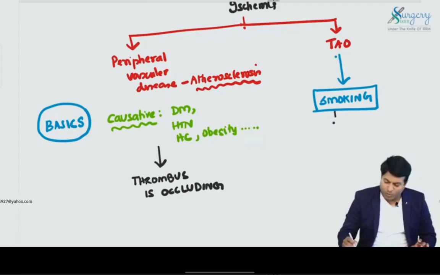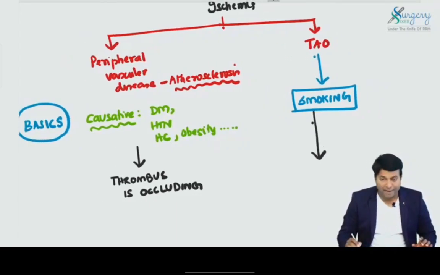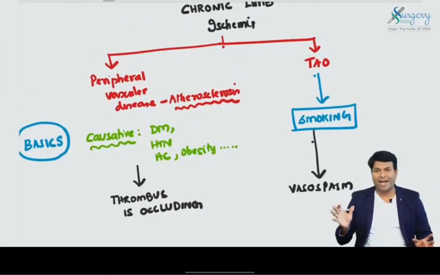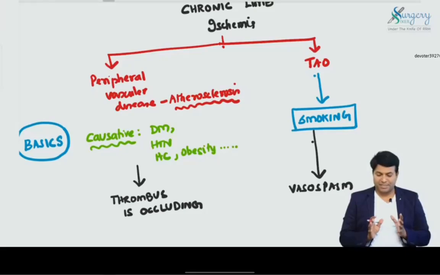Whereas in TAO, there is no thrombus. The vessels are getting occluded by vasospasm. So please understand the basic difference between atherosclerotic lower limb disease and TAO, thromboangiitis obliterans. I'm going to discuss both in separate discussions. Just have an idea about it.